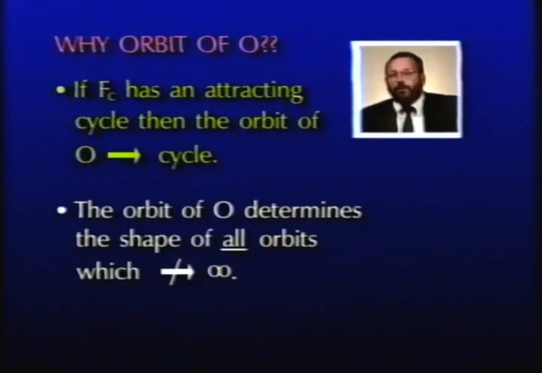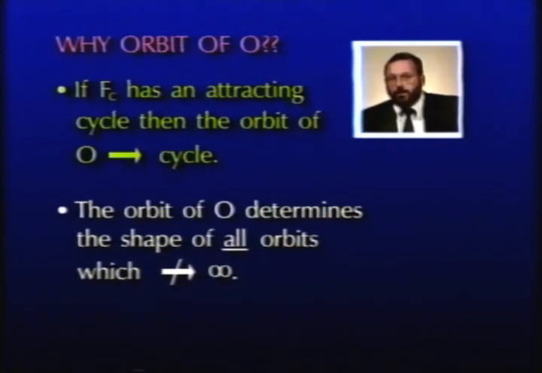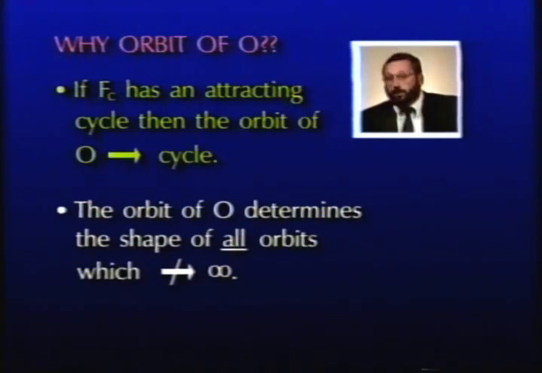In fact, the orbit of 0 determines the shape of the set of all other orbits which do not go to infinity. What happens to the orbit of 0 determines the structure of this set, which we'll later call the filled-in Julia set. But first, let's return to the first reason and see what attracting cycles say about the Mandelbrot set.